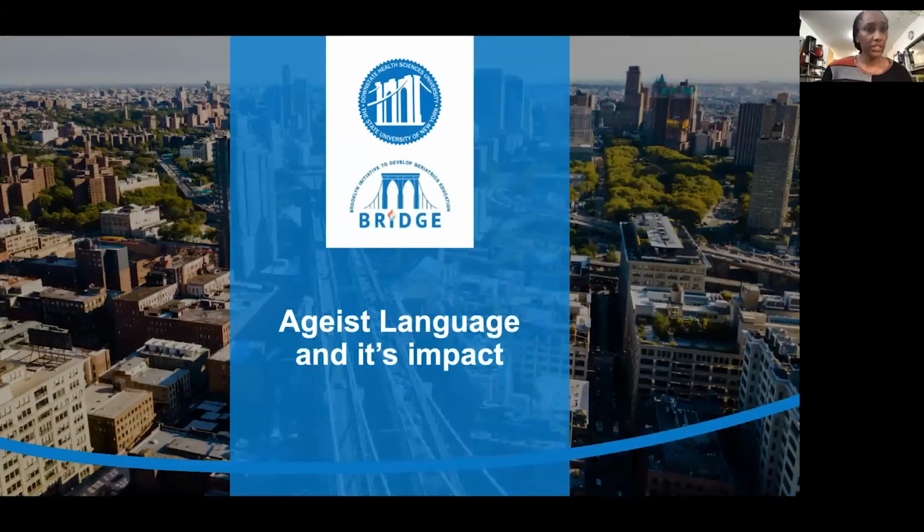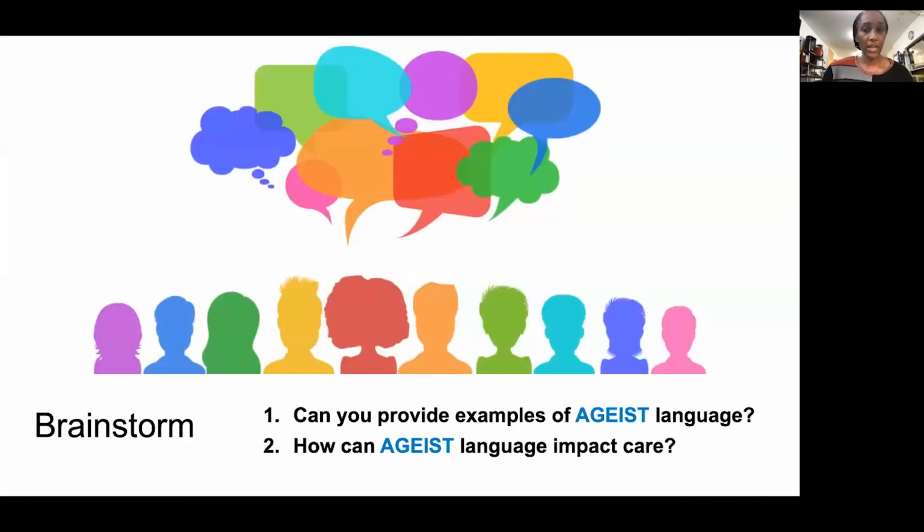Ageist language. The truth is, we see these forms of bias through our actions, but it's really through our language with ageism. And I want to see, can everyone just unmute and give me an ageist word, an example of ageist language?